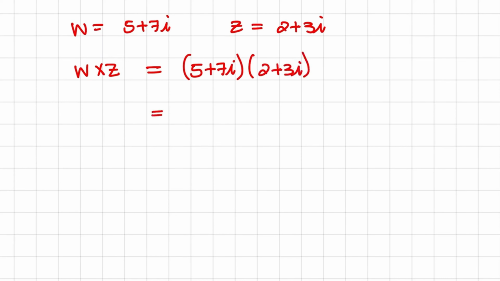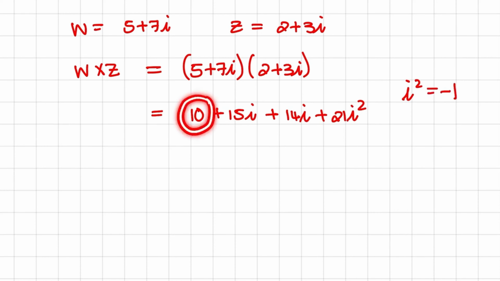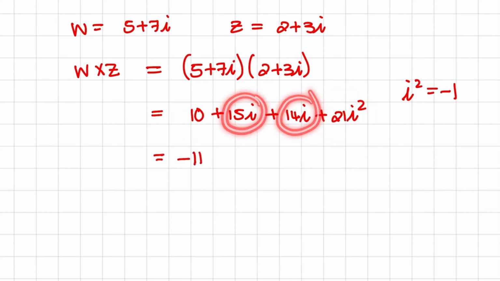And if I multiply out, it's 5 times 2, which is 10, then 5 times 3i, which is 15i, plus 7i times 2, which is 14i, plus 7i times 3i, which is 21i squared, where i squared is equal to -1. So that'll be 10 minus 21, which is equal to -11, and then 15i plus 14i, which is equal to 29i.